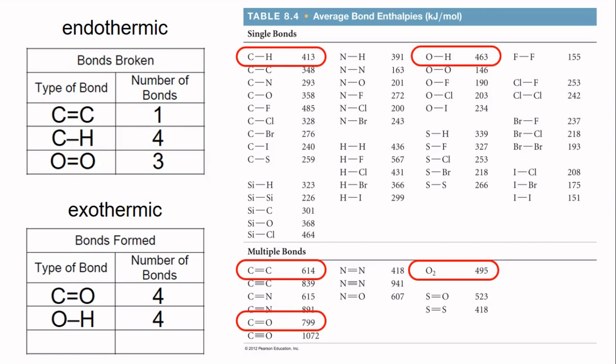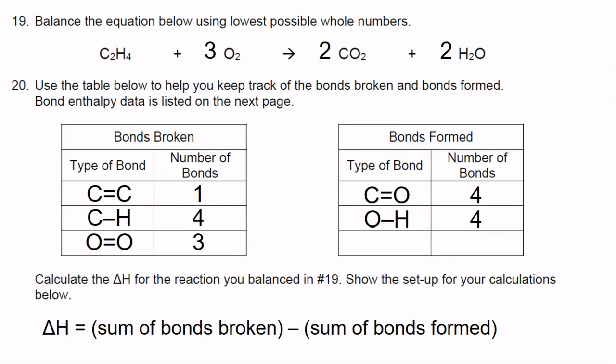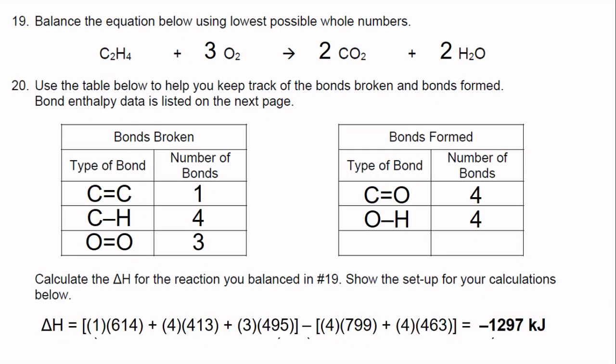So the math I'm doing is 614 plus 413 times 4 plus 495 times 3. That's all the stuff I'm breaking. And what I'm forming, that would be minus 4 times 799, and obviously minus 4 times 463. So I did this math, bonds broken minus bonds formed. I kept track of everything, and I end up with a total of negative 1297 kilojoules for the delta H.